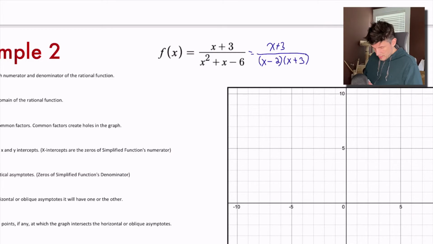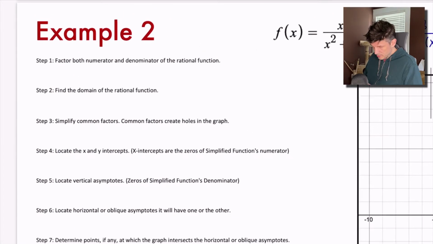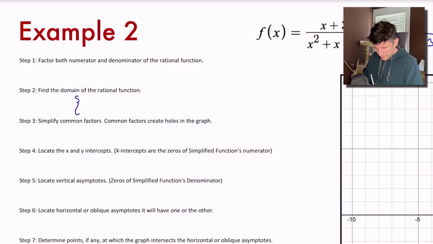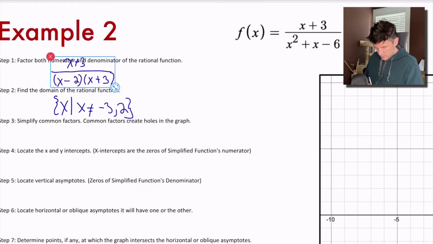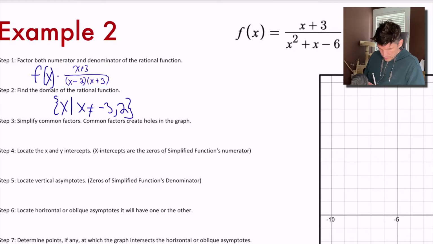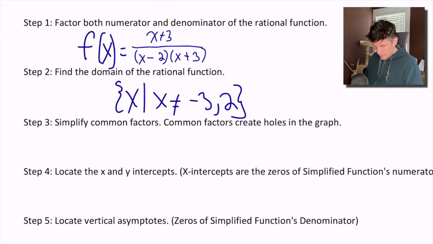So once again, looks like this will reduce, but first I'm going to state that domain. So the domain is going to be all x such that x cannot be -3 and 2. And we can just move this over here. So we have f of x in factored form there. Great. And now we can reduce this down. So the new f of x equals 1 over x minus 2.